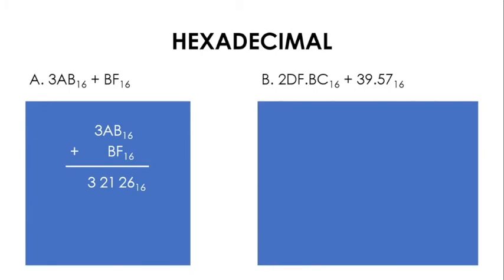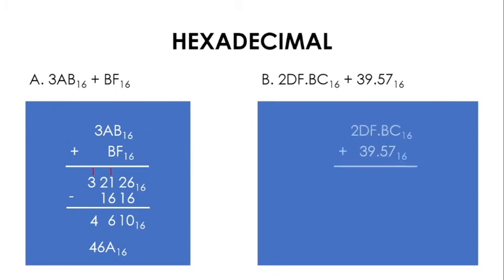So first, we have 26 minus 16, that is 10. We'll carry 1 since we performed the subtraction. Now we have 22 minus 16, the answer is 6. And we'll carry 1 to the next sum since we performed the subtraction. So 3 plus 1 is 4. 4 is not greater than 15, so we'll just bring it down. So the answer for the first example is 46A hexadecimal.